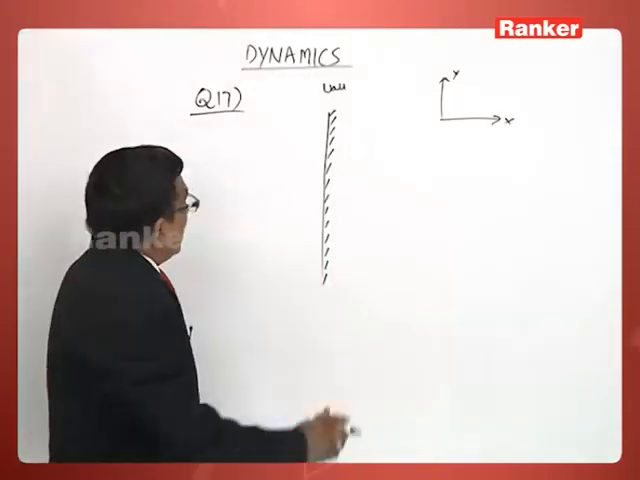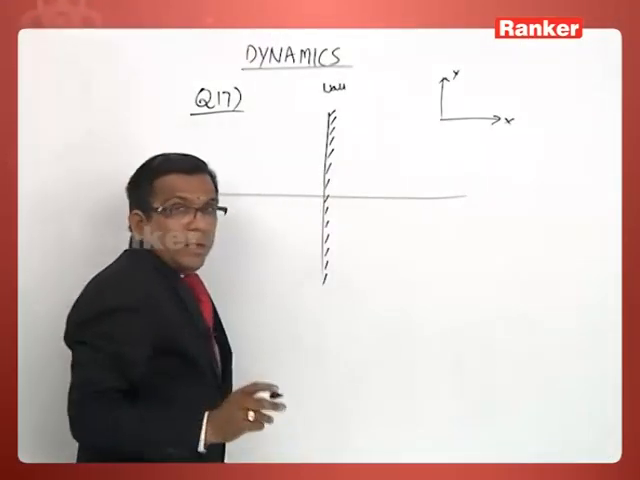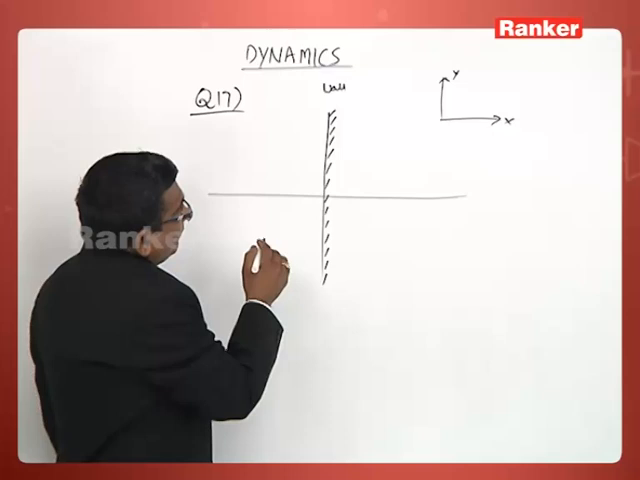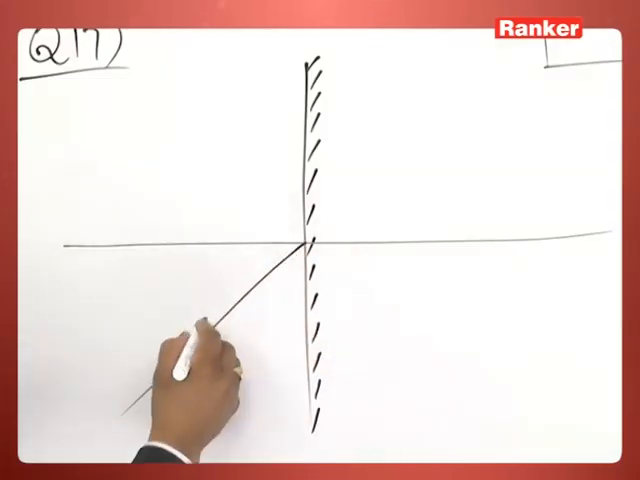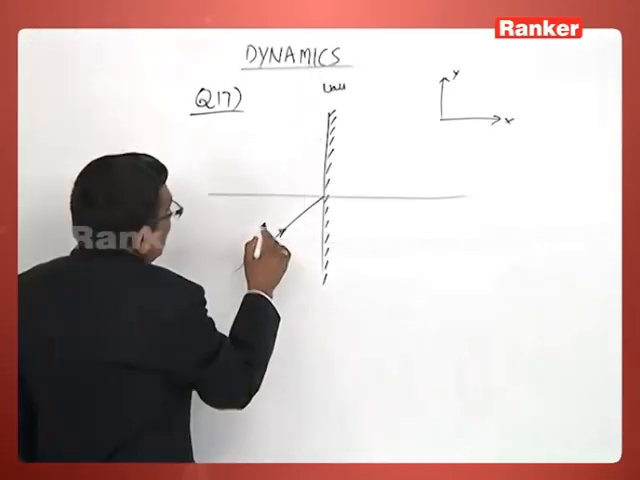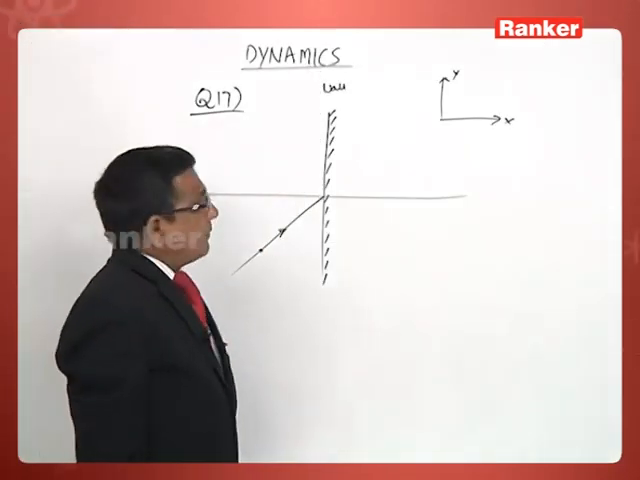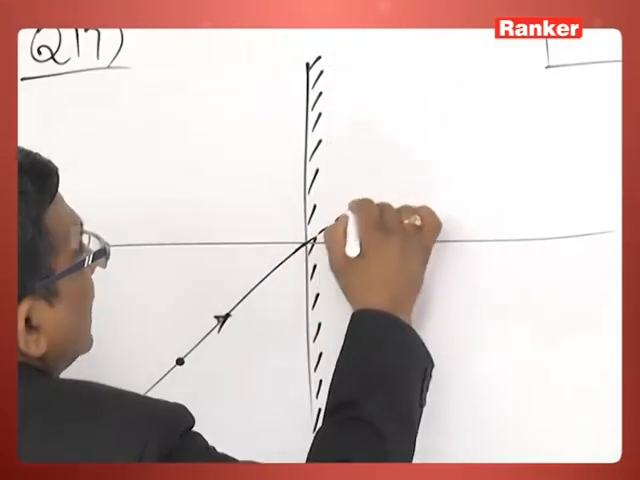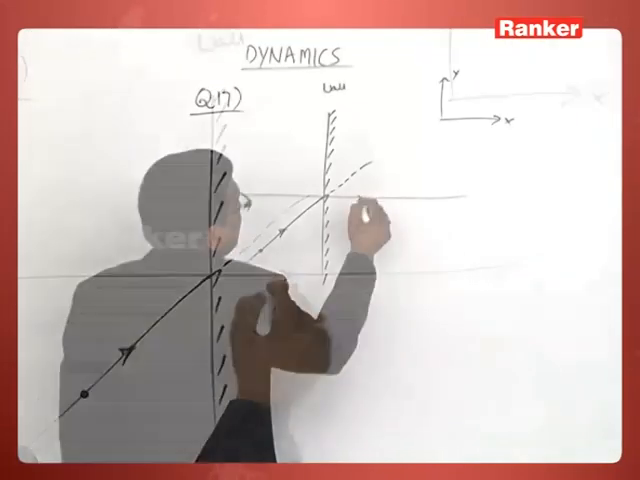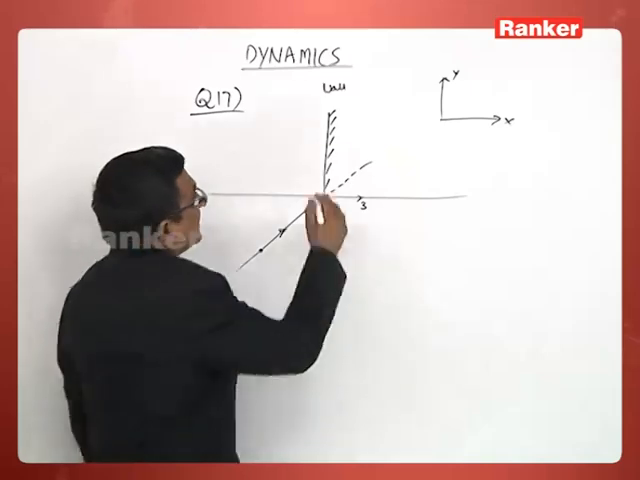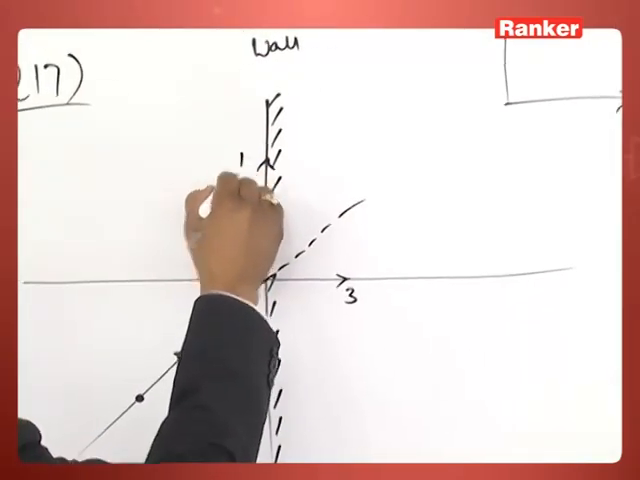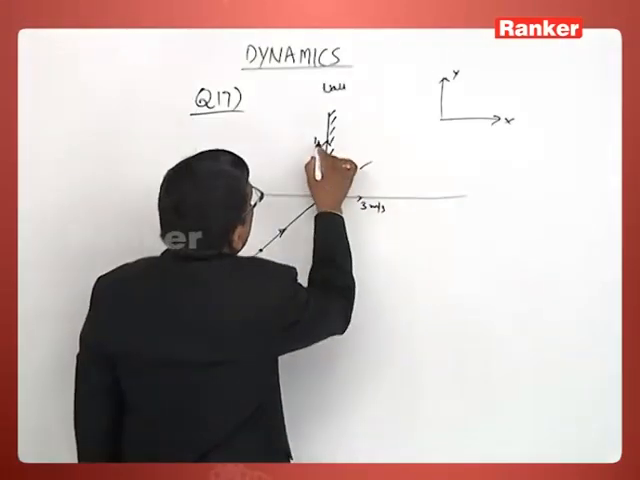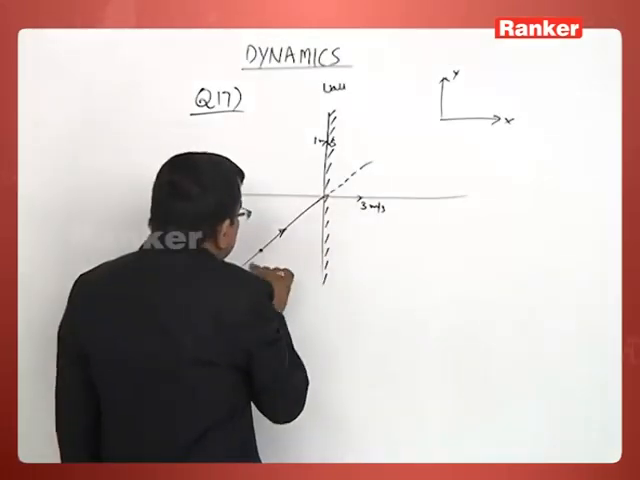Wall is along y axis, and here a ball is moving in the horizontal plane with a velocity 3i plus j. 3i plus j means that ball we can show moving in this direction. This is the ball, its velocity is given 3i plus j. 3i plus j means ball is moving in this direction, but the wall is there, it is striking with the wall. So its velocity is 3 along x axis and 1 along y axis, because it is 3i plus j. Like this, 3 meters per second you can take the velocity, and this is 1 meters per second. This is before collision.